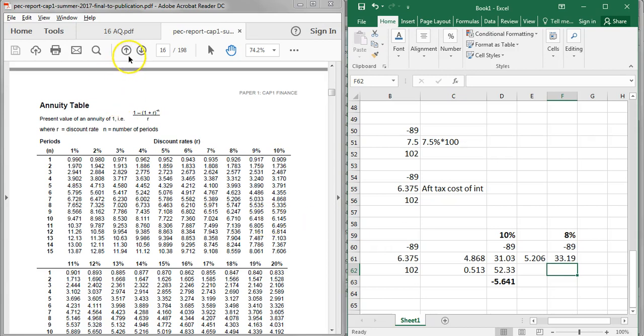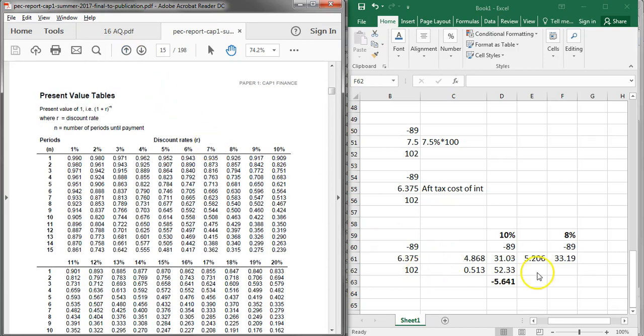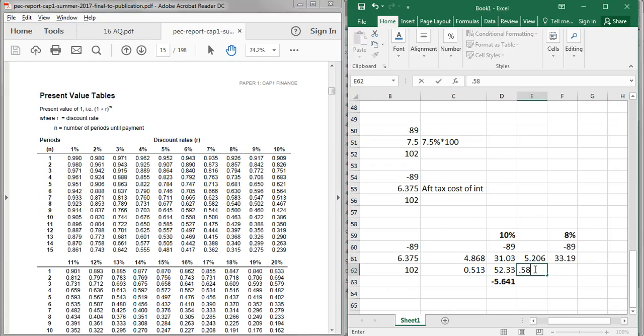Finally then, we need the present value of a simple cash flow in 7 years, which is from our present value tables. 7 years at 8% is 0.583. So that is 102 times 0.583. And adding those up, minus 89 plus 33 plus 59 is 3.654.